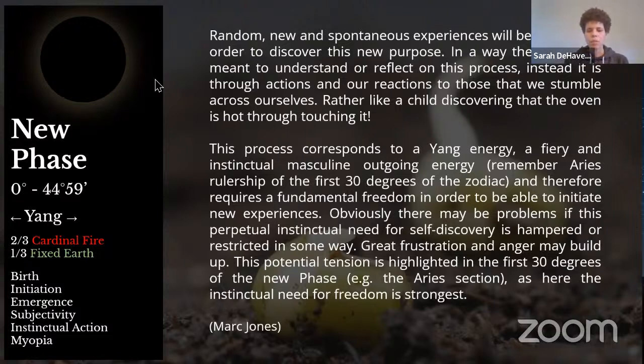Obviously, there may be problems if this perpetual instinctual need for self-discovery is hampered or restricted in some way. Great frustration and anger may build up. This potential tension is highlighted in the first 30 degrees of the new phase because it's the Aries section, as here the instinctual need for freedom is at its strongest.